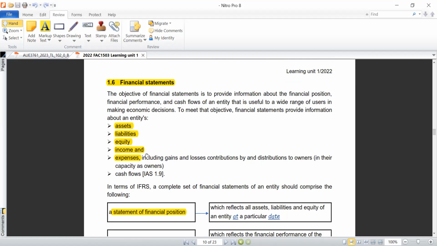So, colleagues, when you're talking of the elements of the financial statements, there's such a thing called an asset.